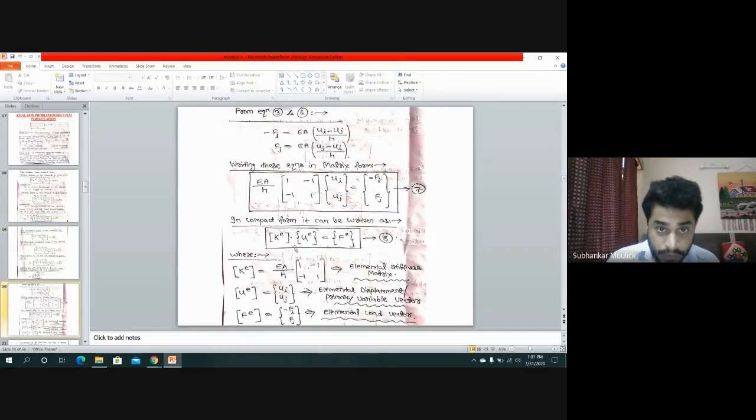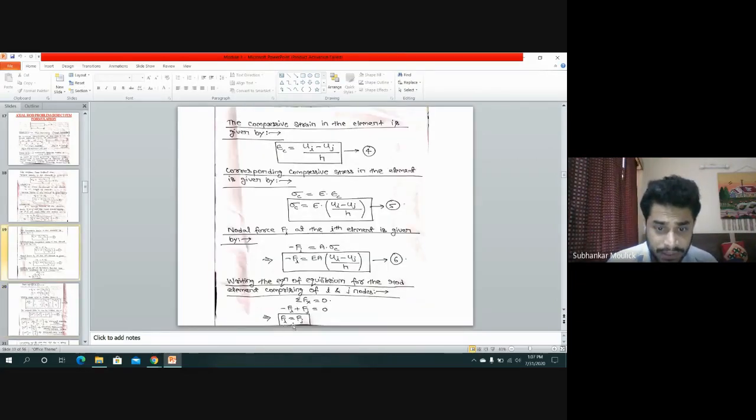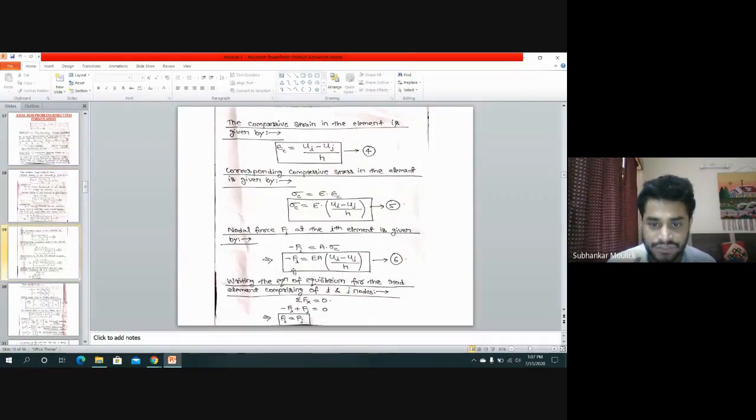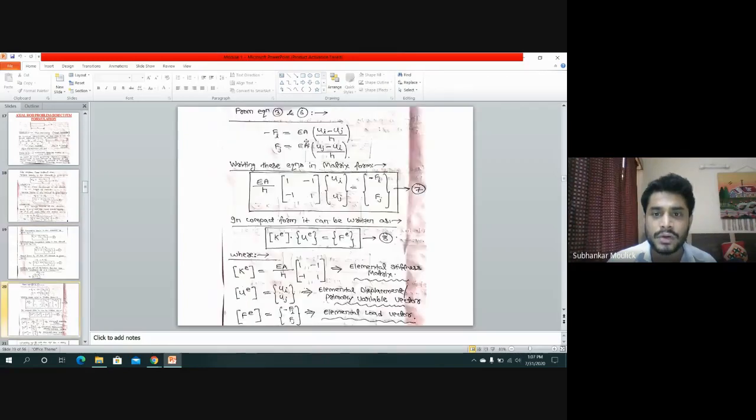Now, since I know that Fj is equal to minus Fi, and I also know the equations of Fi and Fj, that is, minus Fi is equal to E into A, Ui minus Uj by H.